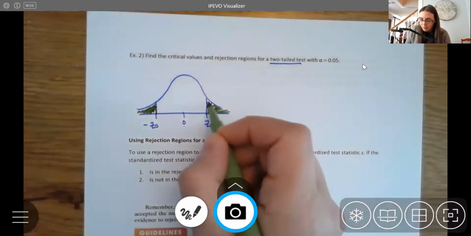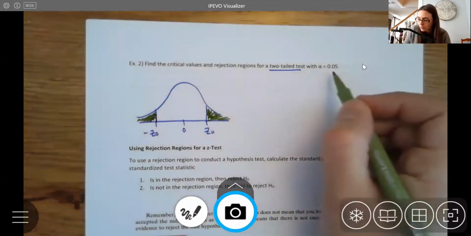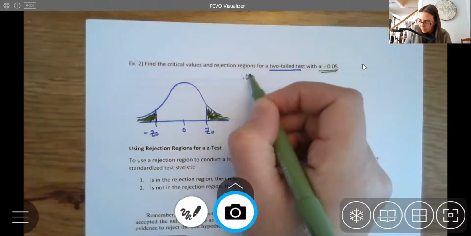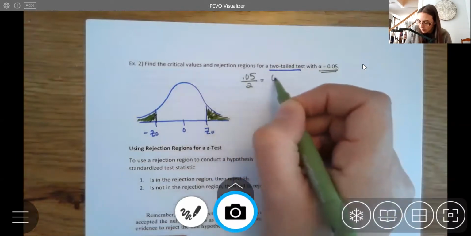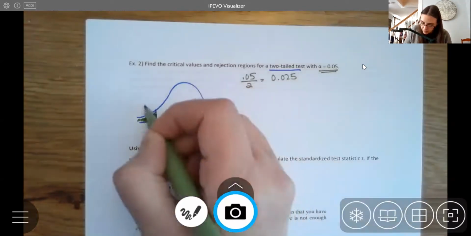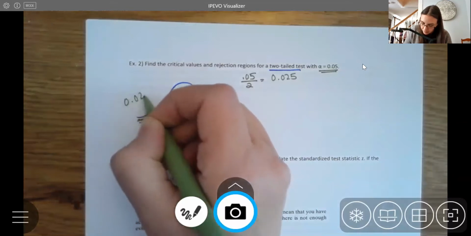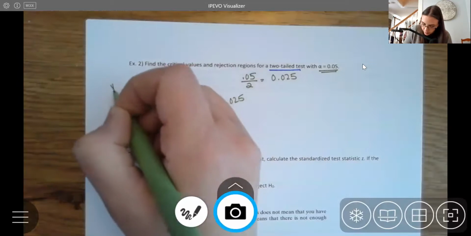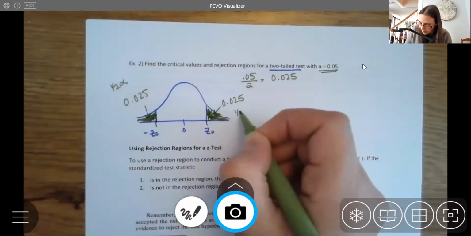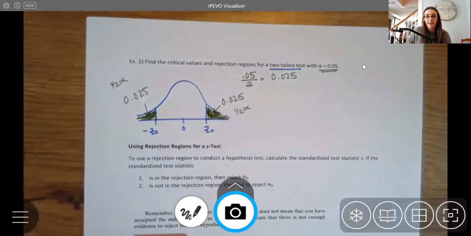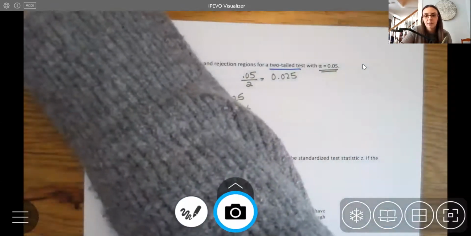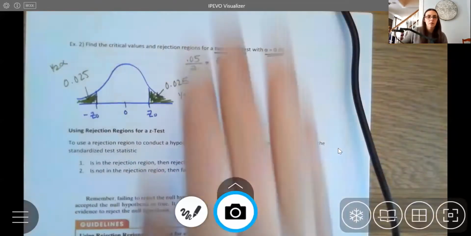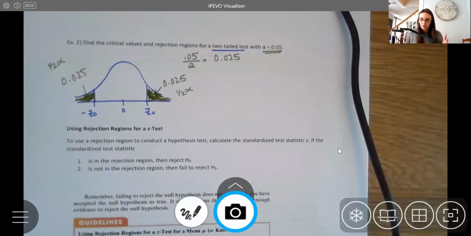But you do want to be careful because I have two regions here, but my total alpha is 0.05. So you're going to take that 0.05 and cut it in half so that you can split that alpha. So you put half of alpha there and you put the other half of your alpha value there. Okay, so now we just need to find those critical values.